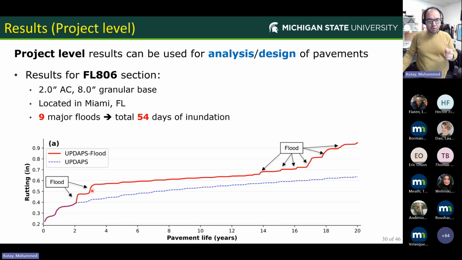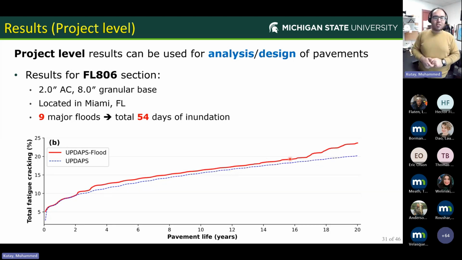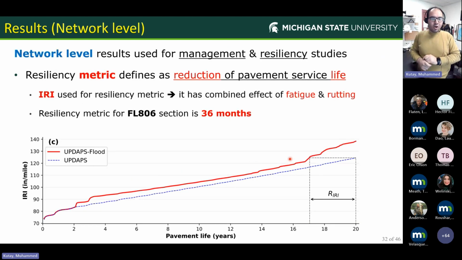If you can see my mouse cursor, there are little and big jumps here and there, and these jumps actually show the flooding events. So we have 9 major flooding events for this specific section, and you can see how they are affecting the rutting here. The next figure shows the effect on the fatigue cracking, and finally we are using the IRI. The IRI is a combination of rutting, fatigue cracking, thermal cracking, and everything. That's why we are more interested in the IRI. The reason is that it's a combination of all different types of distresses.